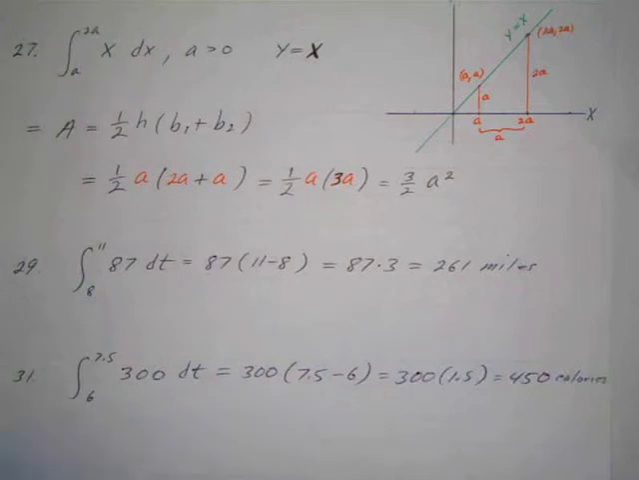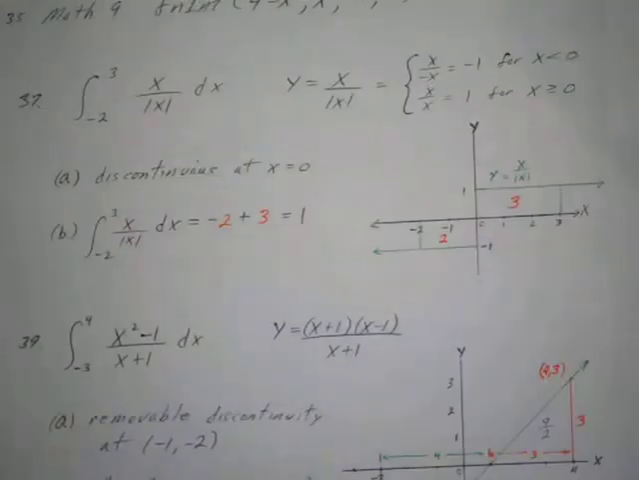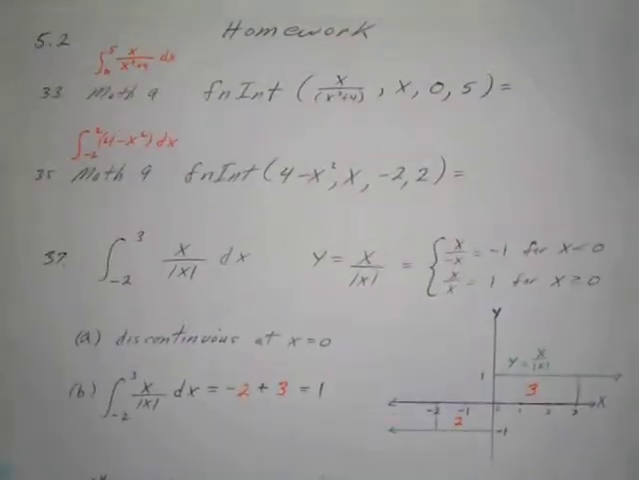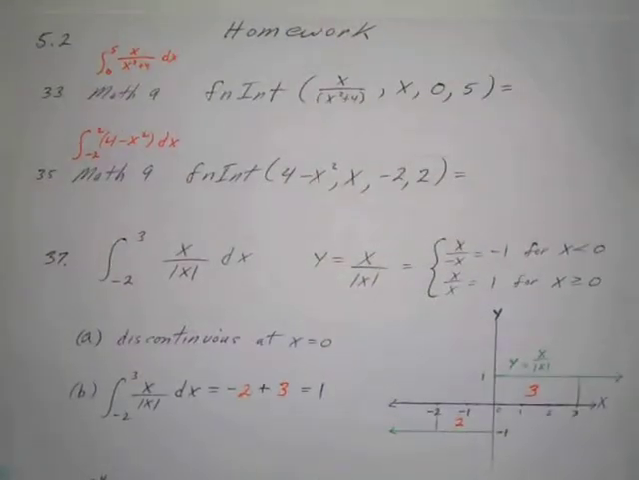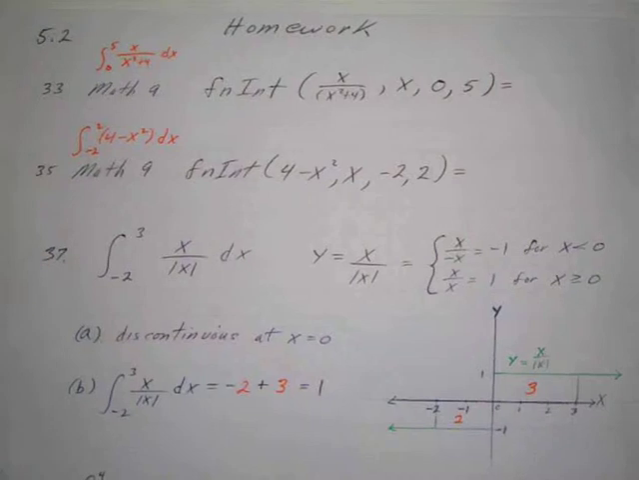Okay, let's take a look at some more of these. I kind of wrote the solution, then I decided maybe I better write the problem down first. This is number 33, so it's in your book. The integral from 0 to 5 of x over x squared plus 4 dx. They wanted you to work this out on your calculator. So this is the way it would set up.